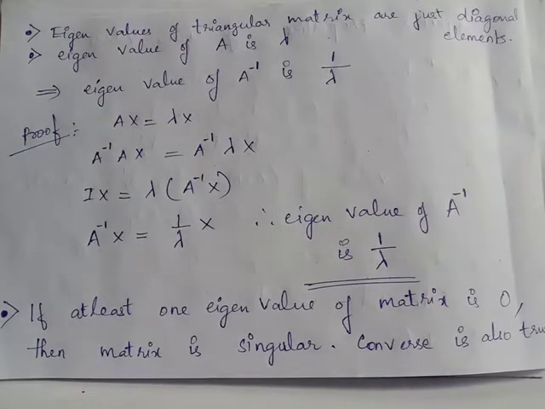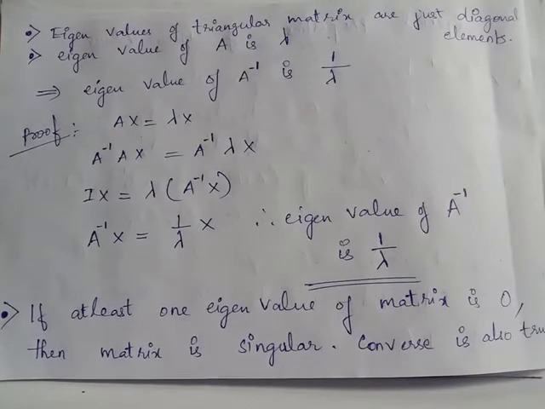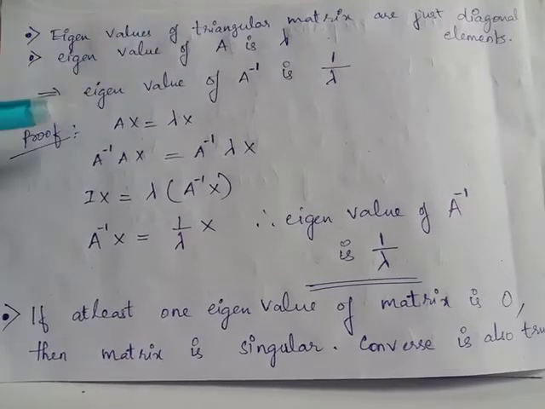That is, if you are given a square matrix which is upper triangular or lower triangular or just a diagonal matrix, then the eigenvalues are nothing but the diagonal entries. If the eigenvalue of a square matrix A is lambda, then the eigenvalue of the inverse of A is 1 by lambda. Let's look at the proof.